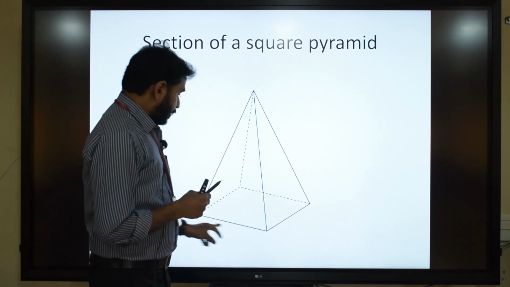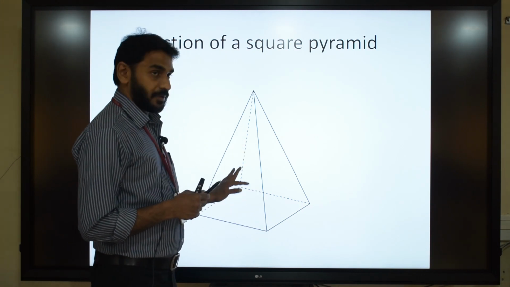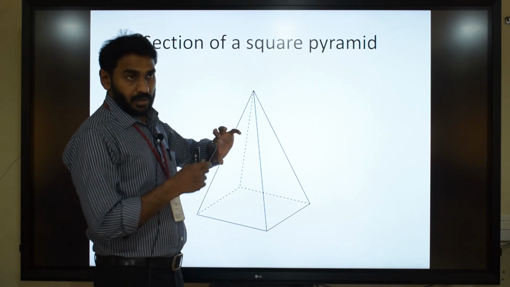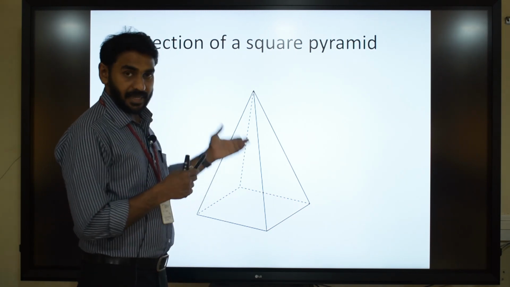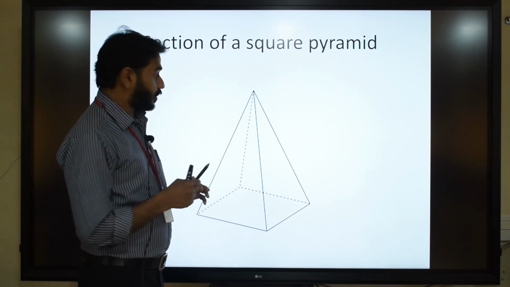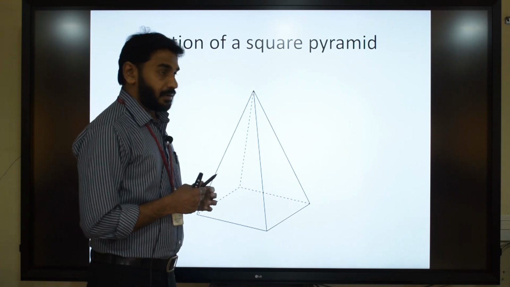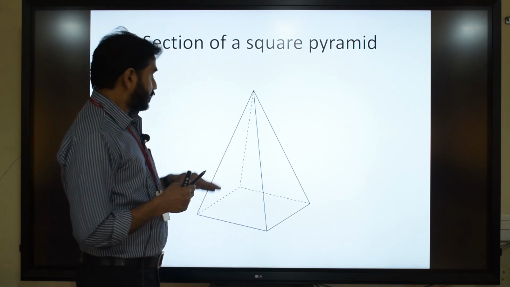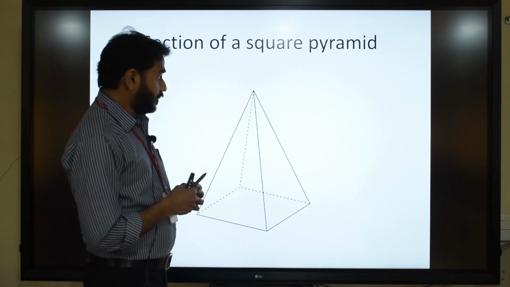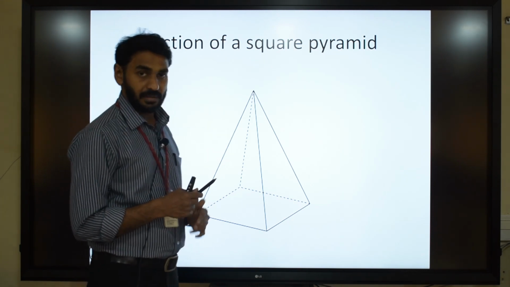It has 4 base edges, 4 slant edges and 4 triangular faces, and at the base you have a square face. So if you observe the solid, you can see only these exterior details. But if you want to see the interior details of the solid, if you want to see what is inside the square pyramid, then it is assumed that the square pyramid is cut by a section plane and the portion of the solid between the object and the observer is removed.